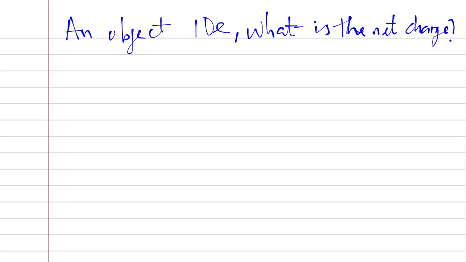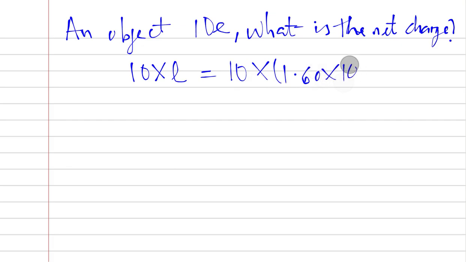What will you do? Just do 10 multiplied by what? Electron. And that's 10 multiplied by what? 1.60 times 10 to the power what? Minus 19. And that gives us that 10 multiplied by this gives us 16. 16 times 10 raised to the power minus 19 coulombs. Are you seeing that now?